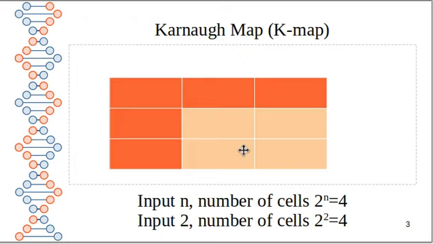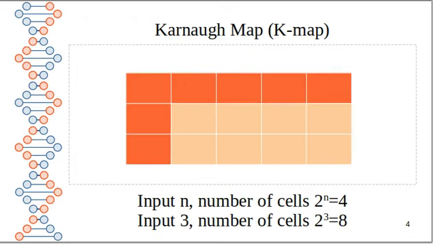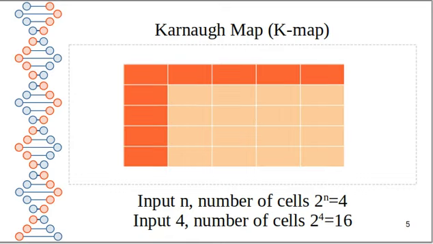1 2 3 4. For input 3, the cells will be 2 to the power 3, that is 8. So 1 2 3 4 5 6 7 8. For input 4, the number of cells will be 2 to the power 4, that is 16. 1 2 3 4, 1 2 3 4, 4 4s are 16. So we have completed the table.